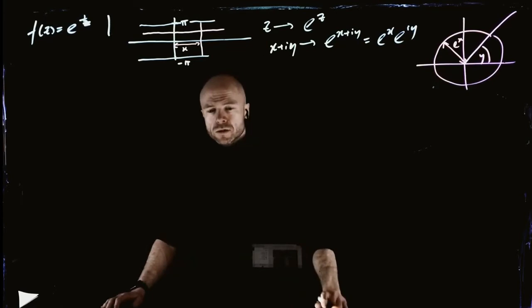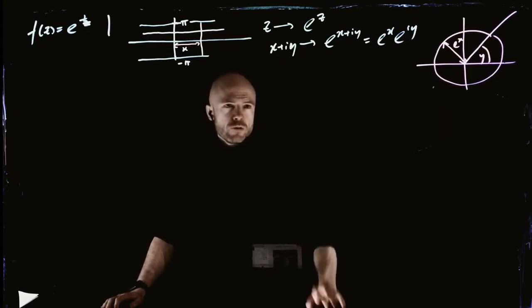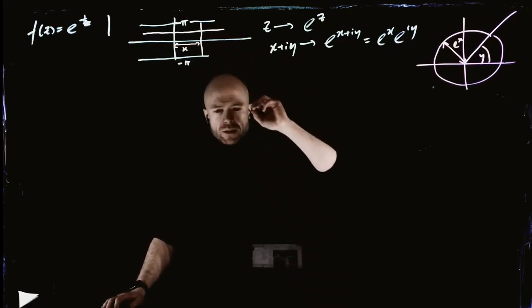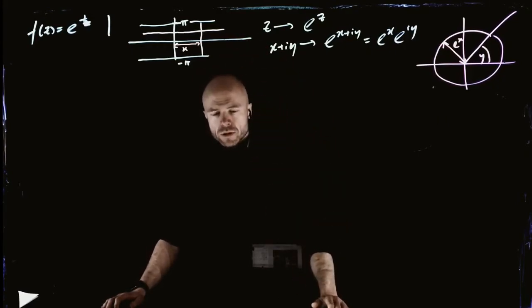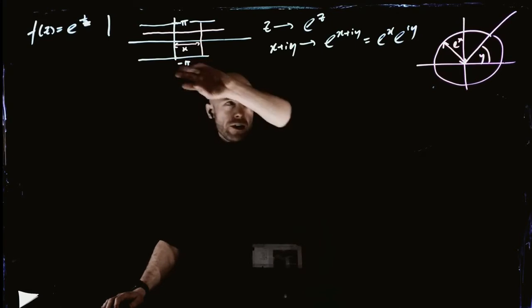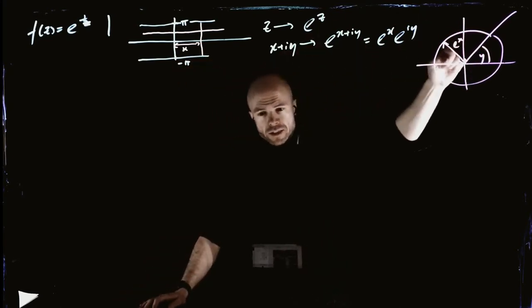What does the e to the z do to the strip? Yeah, it wraps around the entire complex plane. Does it hit everything in the complex plane? It doesn't hit 0, right? So it wraps its entire strip around the entire complex plane except 0.